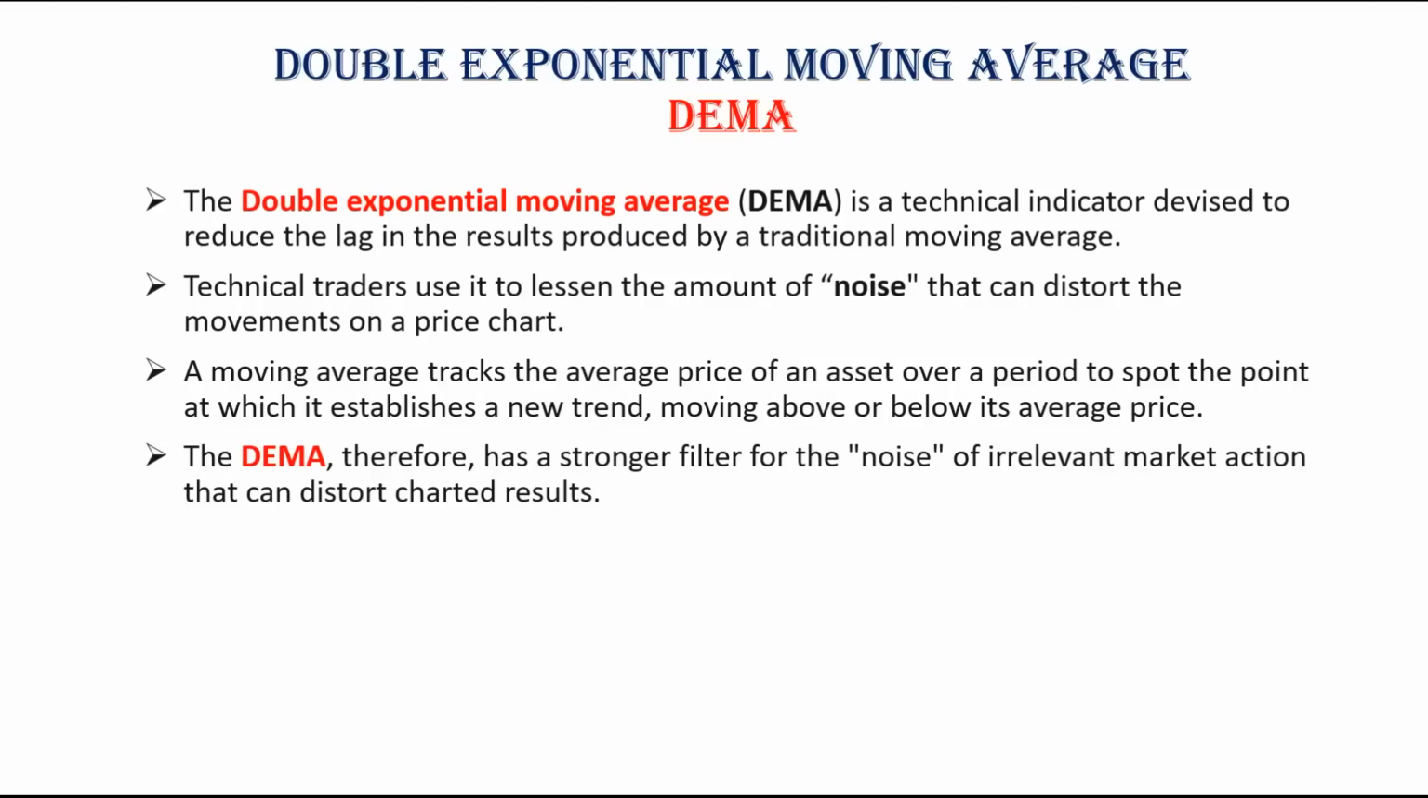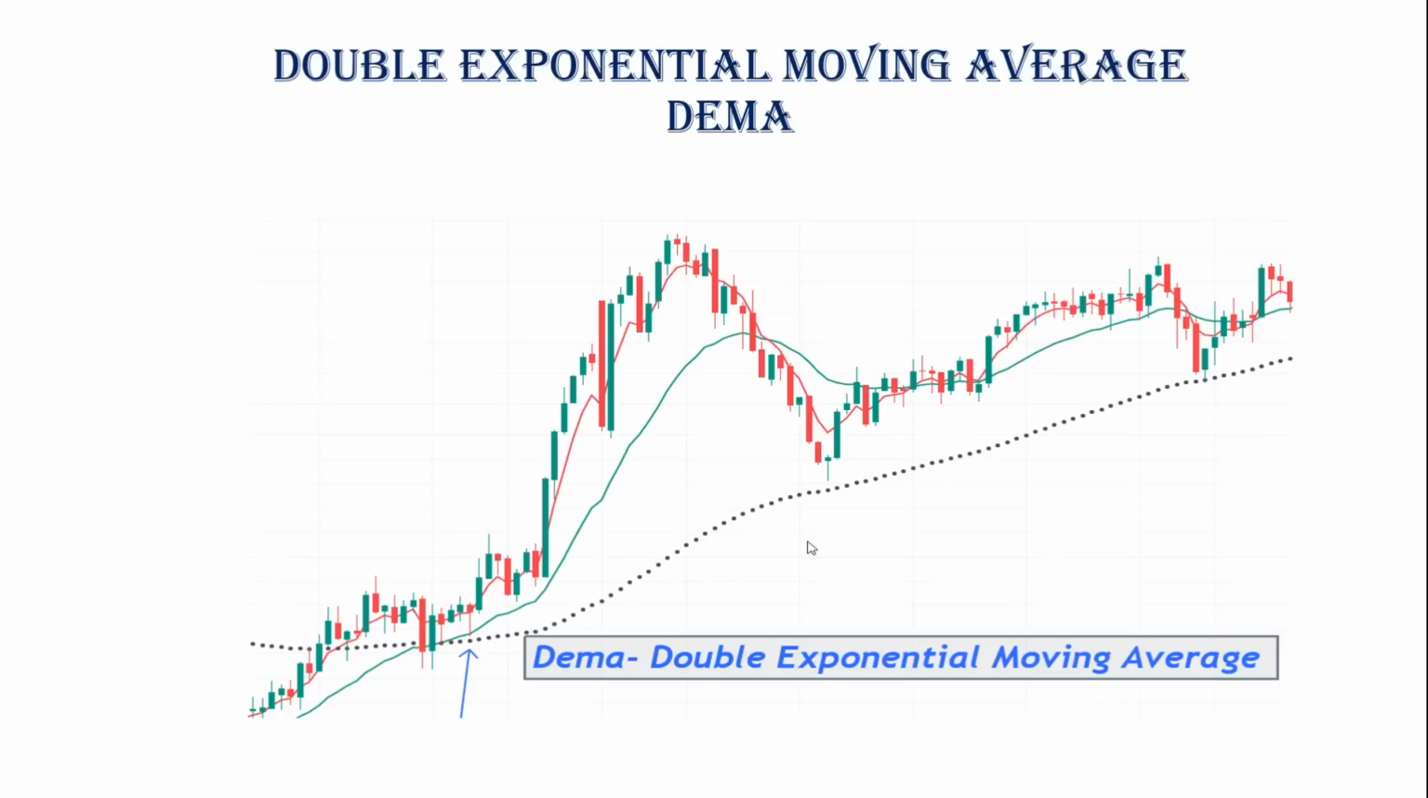A moving average tracks the average price of the asset over a period of time to spot the point at which a new trend is established, that is, the price is above or below the moving average. The DMA therefore has a stronger filter for the noise of irrelevant market action that can distort the charted results. So if you use DMA in our chart, we can easily identify the trend of the market. This is the double exponential moving average, that is DMA.